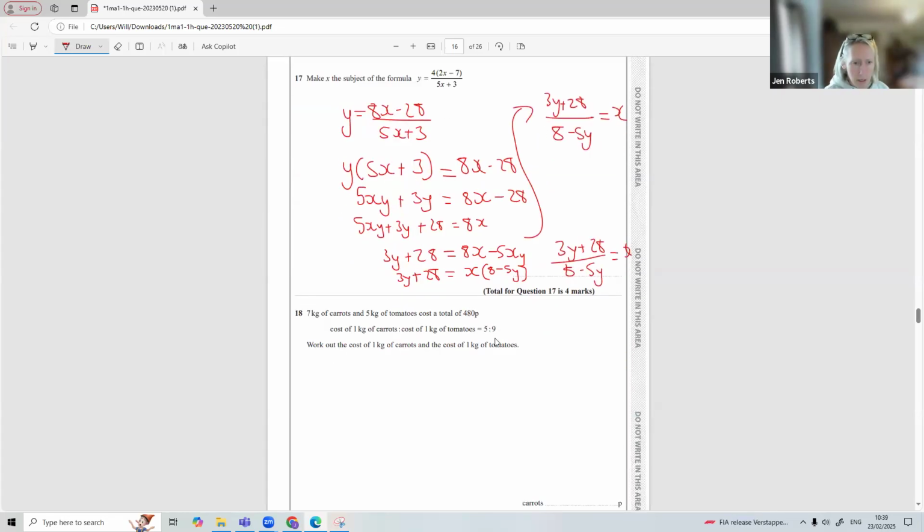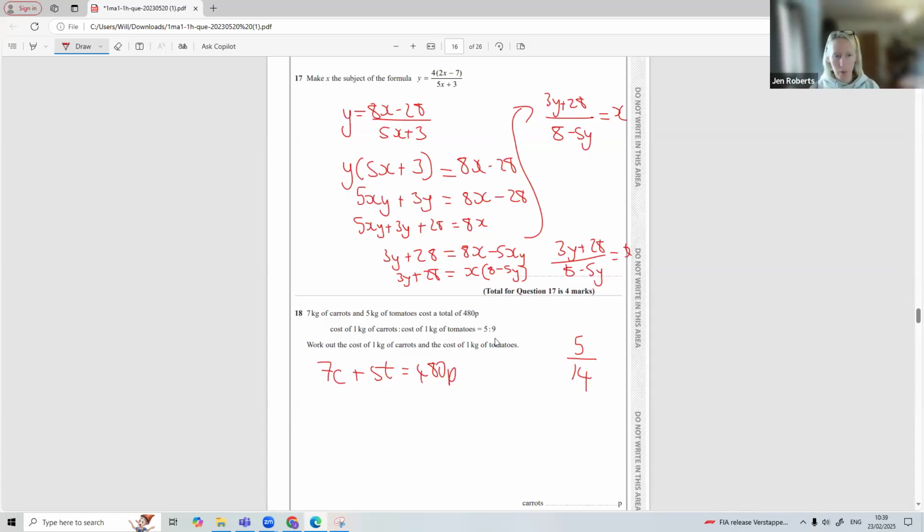Okay, we've got 7 kilograms of carrots. So we know the cost of 7 kilograms of carrots and 5 kilograms of tomatoes is 480 pence. Ooh, the ratio of the cost of 1 kilogram of carrots to the cost of 1 kilogram of tomatoes. Right, okay. So I'm thinking, let me just look at the fraction. I'm going to write this as a fraction. The cost of 1 kilogram of carrots to the cost of 1 kilogram of tomatoes is a fraction. So 5/14.